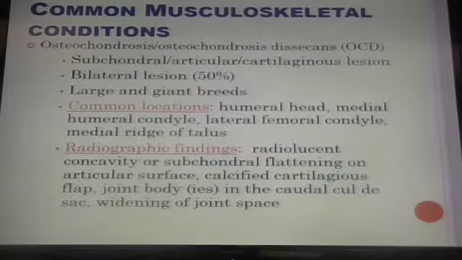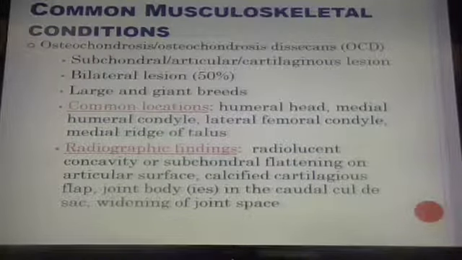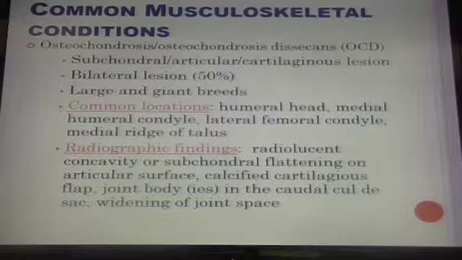Medial femoral condyle, lateral femoral condyle, medial ridge of the talus. And these are the radiographic findings. And I mentioned to you that if a piece of cartilage has calcified and you see it, then that is referred to as a cartilaginous flap. And then you can refer to it as osteochondrosis dissecans, because that's the desiccated piece of bone. You're safe to just call it OCD, osteochondrosis. That's very safe.